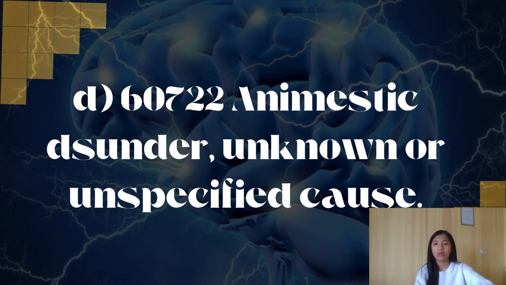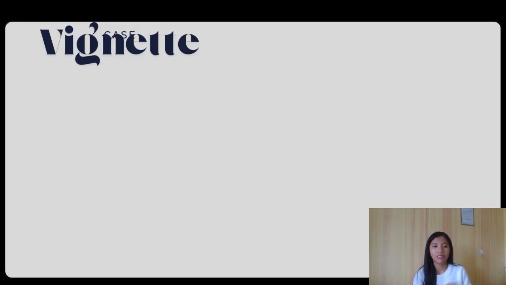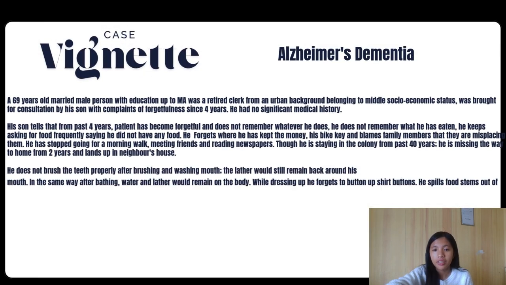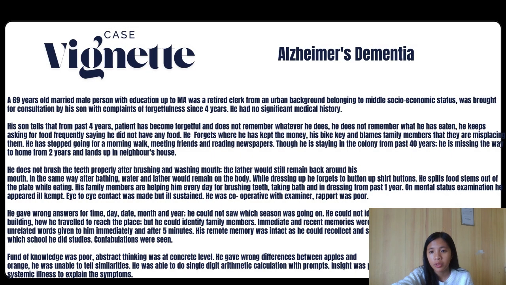Now let's take a look at this case vignette, which is Alzheimer's dementia. I'll read it for you. A 69-year-old married male person with education up to MA was a retired clerk from an urban background belonging to middle socioeconomic status was brought for consultation by son with complaints of forgetfulness since 4 years. He had no significant medical history.